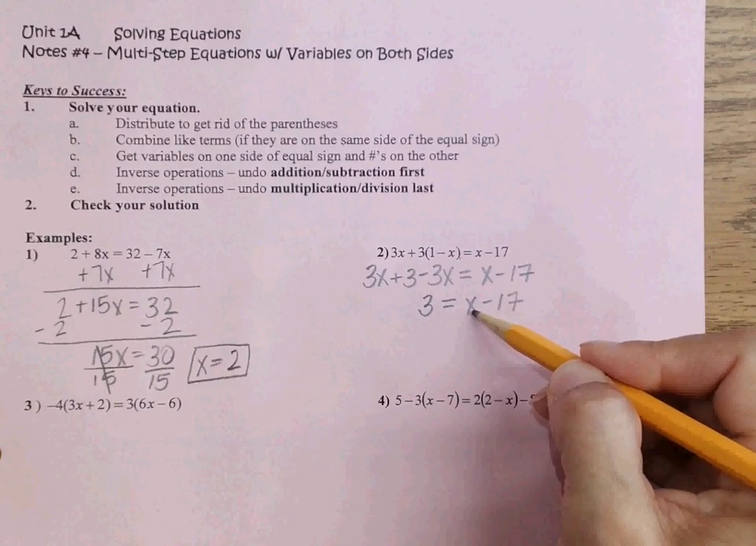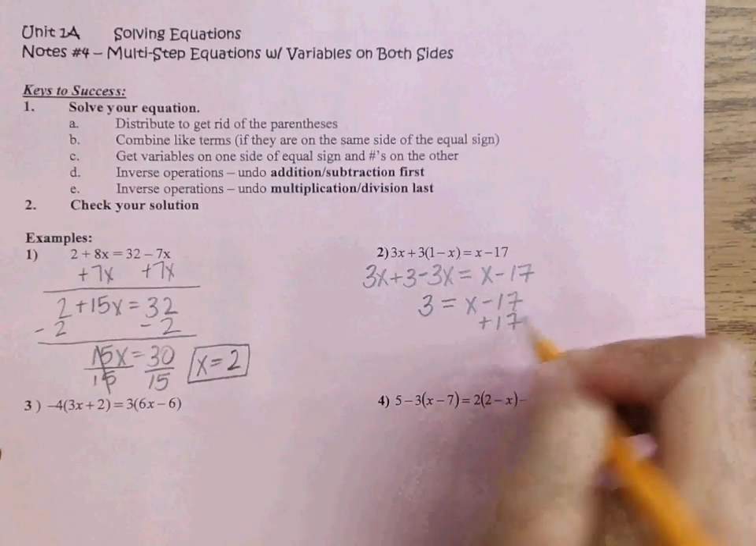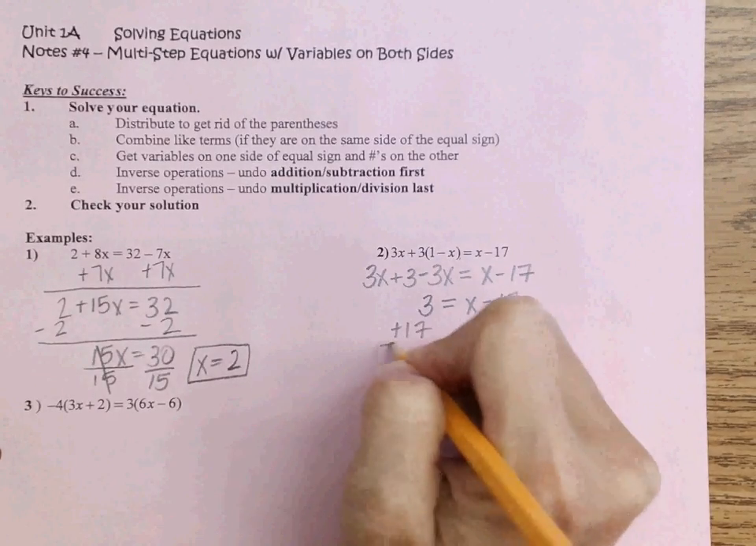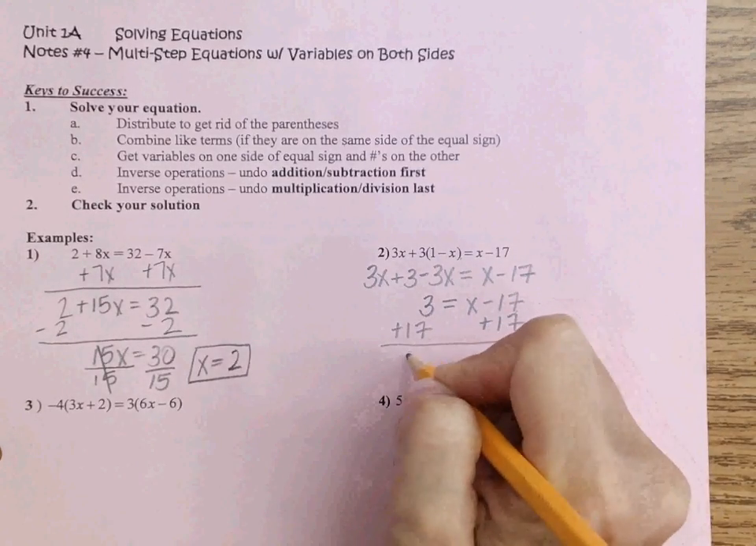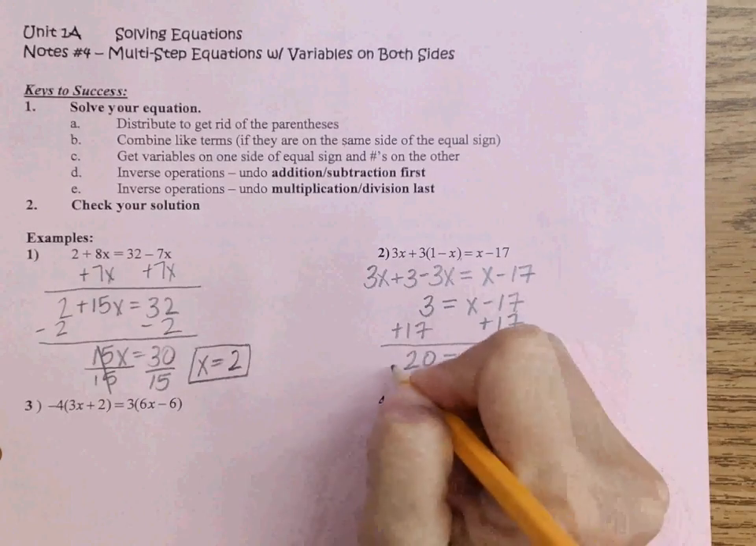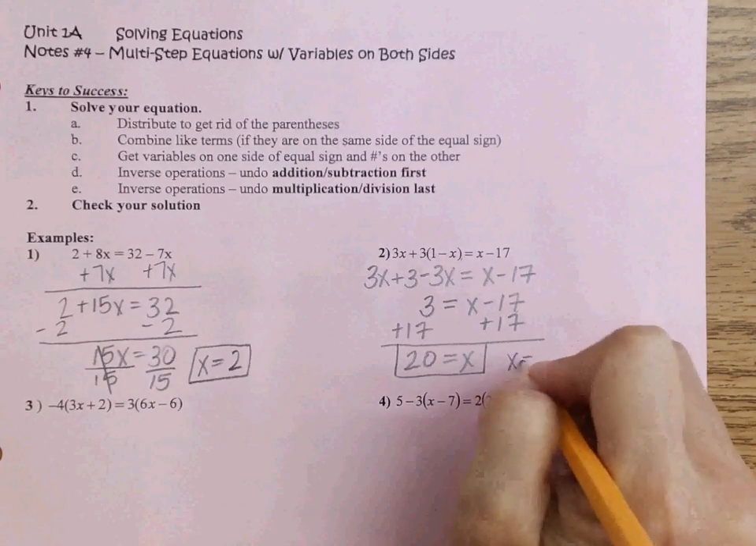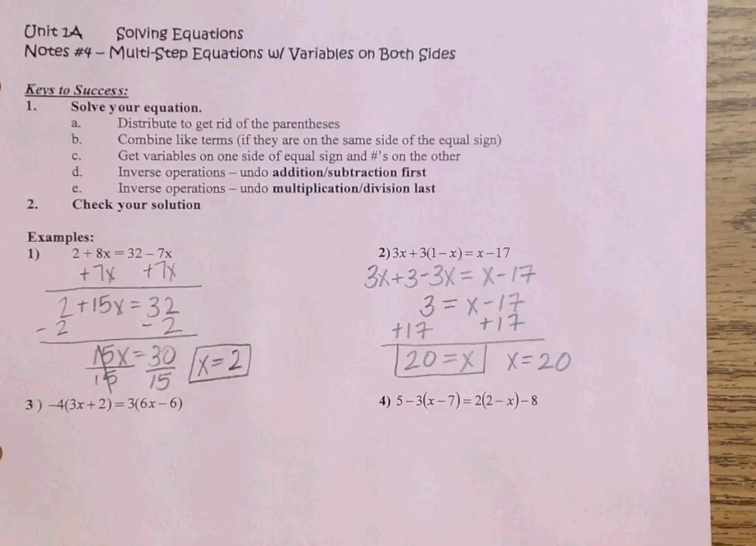My goal is to get x by itself. I'm almost there. So inverse operations will move the constants to the other side. So I add 17 to both sides. 3 plus 17 is 20. Drop down everything else. I have 20 is equal to x. I can leave my answer like that, or I can recopy it as x equals 20. Either way is acceptable.